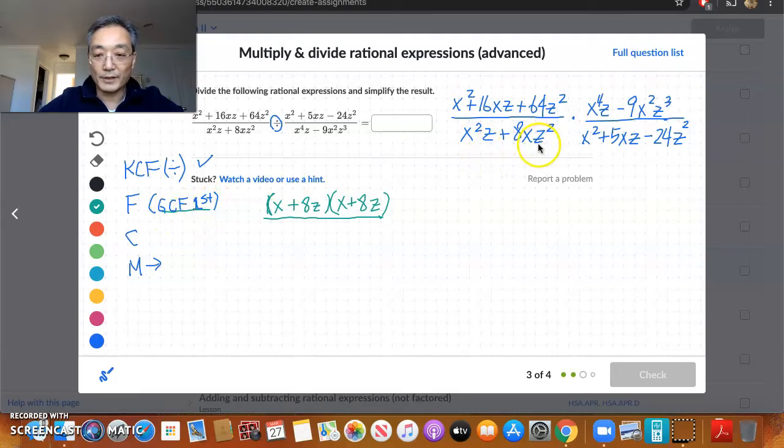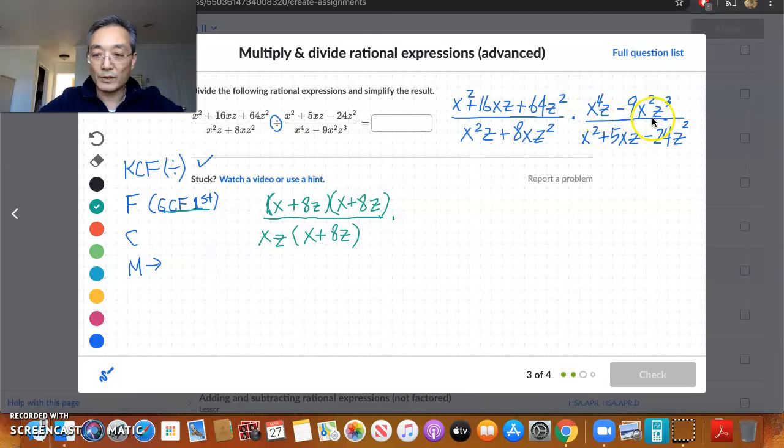It looks like in here we have a couple of GCFs. We have an x, and we also have a z. So if you were to factor out an x and a z, you'd be left with x plus 8z, like that. Times. Now let's factor the top again. Always look for a GCF.